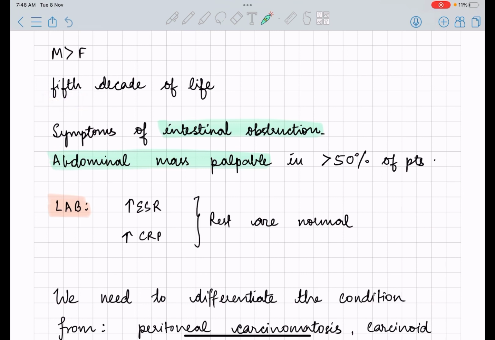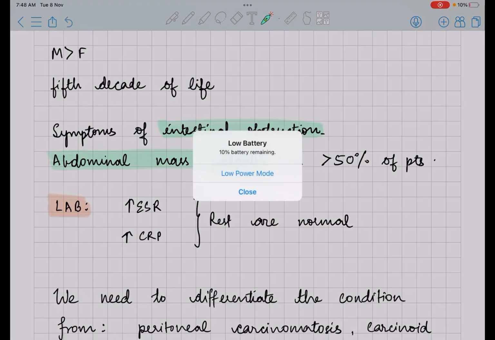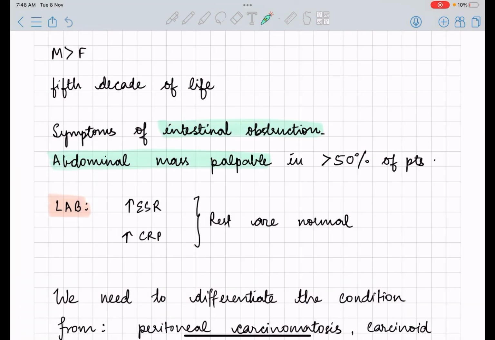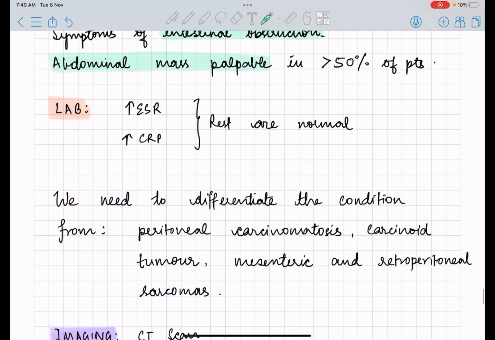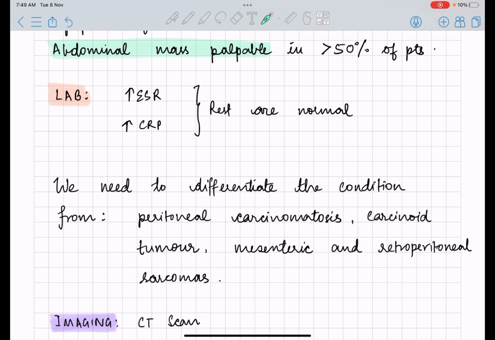As I've already discussed, there is some kinking action on the intestine which leads to the symptoms of intestinal obstruction. An abdominal mass may be palpable in more than 50% of the patients. Because the mesentery becomes so thick and hard, it can present with an abdominal mass. Lab investigation parameters are usually normal. However, there is raised ESR and raised CRP.